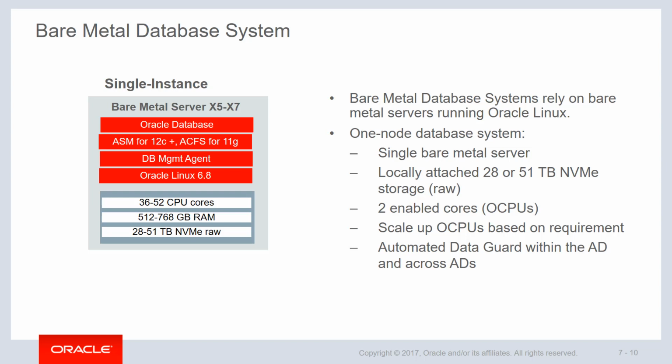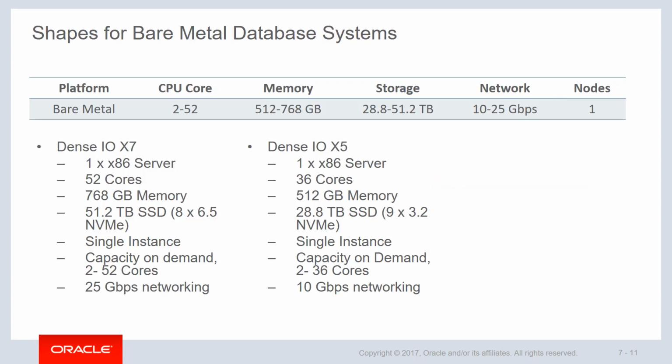And if we plan to implement Data Guard, it enables us to deploy Data Guard to 2 bare metal shapes in different availability domains, giving us a very high level of availability. Now, a couple different shapes available on the bare metal database side. We have the X5, which is the legacy shape. And we have the X7 shapes, which are the modern 52 core shapes with just over 51 terabytes of local NVMe storage, with the ability to scale from 2 to 52 cores total.